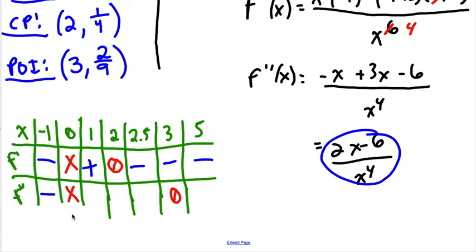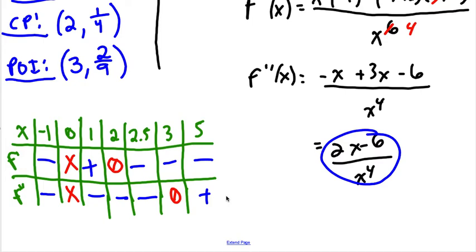So 1, 2, or 2.5, I'm going to use 2 because I just feel like using 2. So 2 times 2 is 4 minus 6 is negative, so this is negative, which means that this was negative, and also this is negative. And then plug in a number bigger than 3, like 5. 2 times 5 is 10, minus 6 is a positive number, so everything after that is positive. So we end up with a table like this, okay?